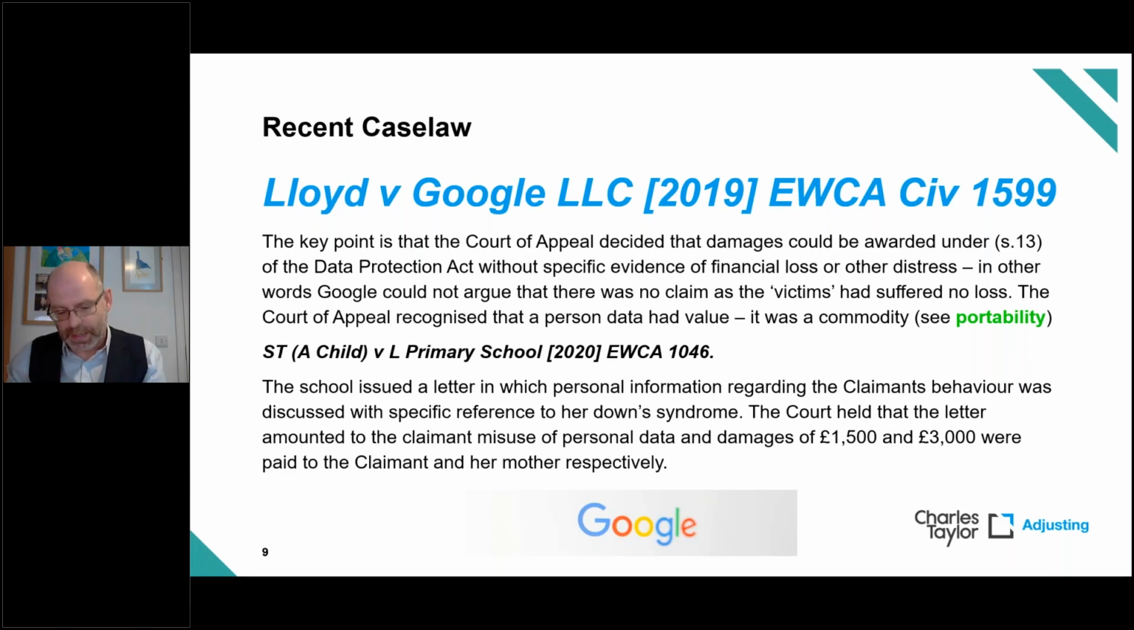Now, it would be wrong to suggest that every claim that falls within a Lloyd type environment is going to result in damages similar to the ST claim. It's not. In Lloyd, the damages will be nominal. It may only be a penny or 10 pence for each breach. But the key thing is to get a balance between those 2 points.